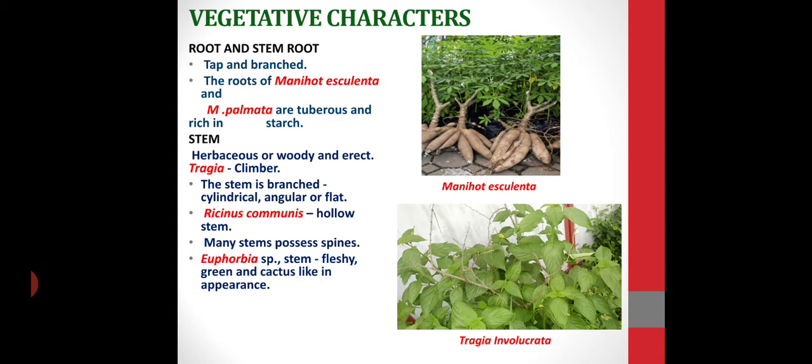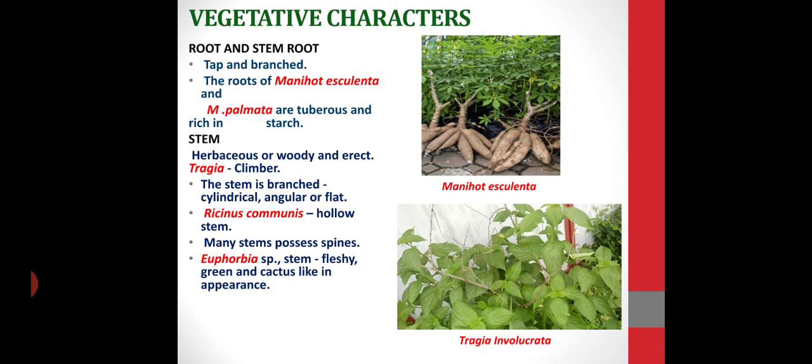But here we can see an economically very important crop, that is Manihot esculenta, that is cassava or tapioca, maricini. And Manihot palmata are also tuberous, and rich in starch, but it is not used as a staple food. For some factory purposes or production of starch, we are using this Manihot palmata.